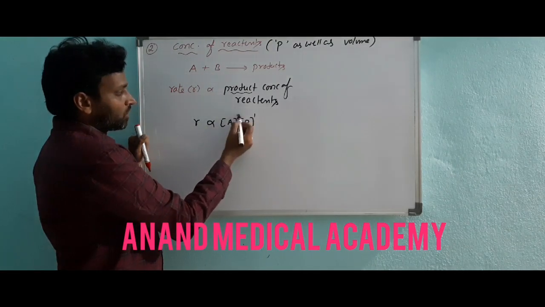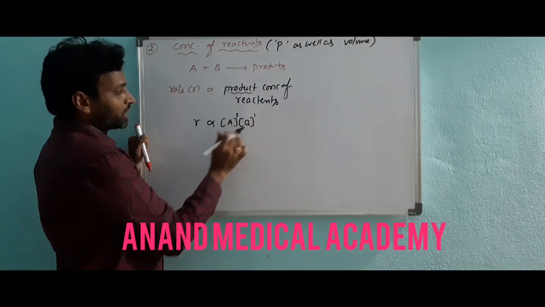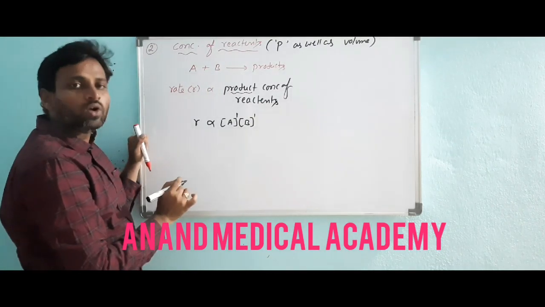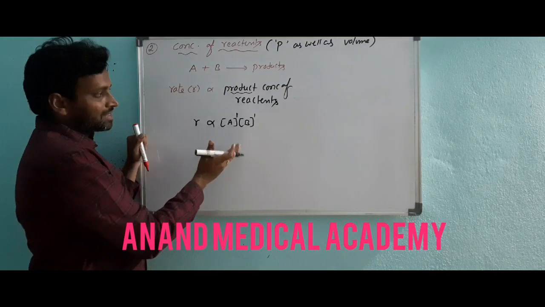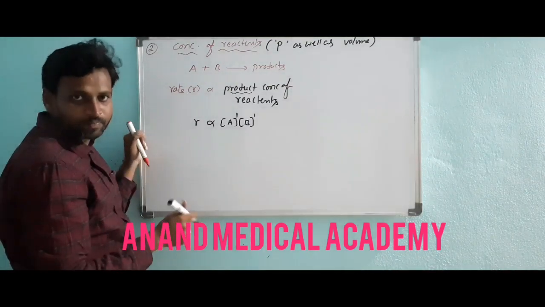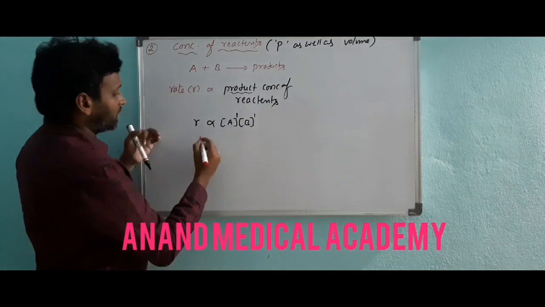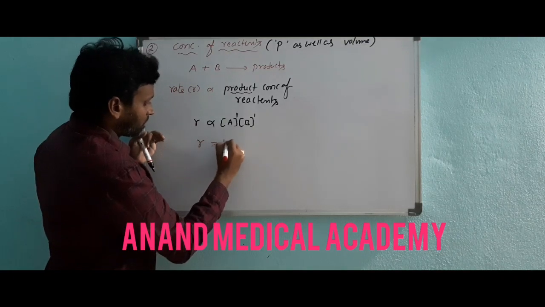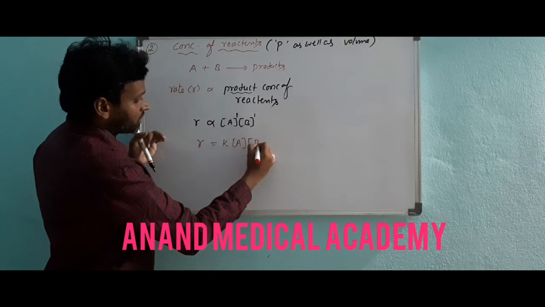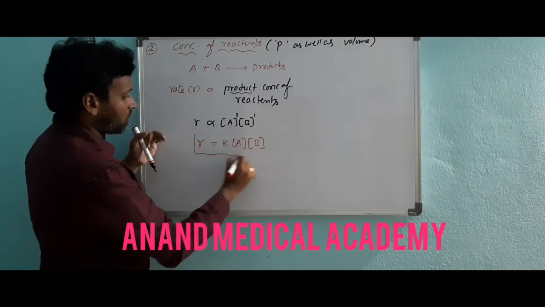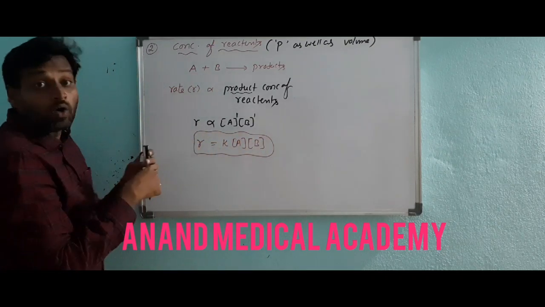The sum of the powers of the concentration terms in the rate law is called the order of reaction. Just keep it in your mind. We will definitely discuss it after these factors. But here you can say R is equal to some constant K into the concentration of A into the concentration of B. This is called the rate expression.